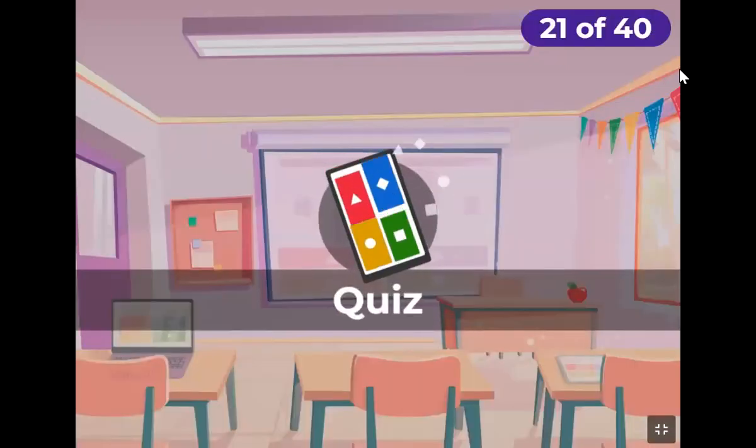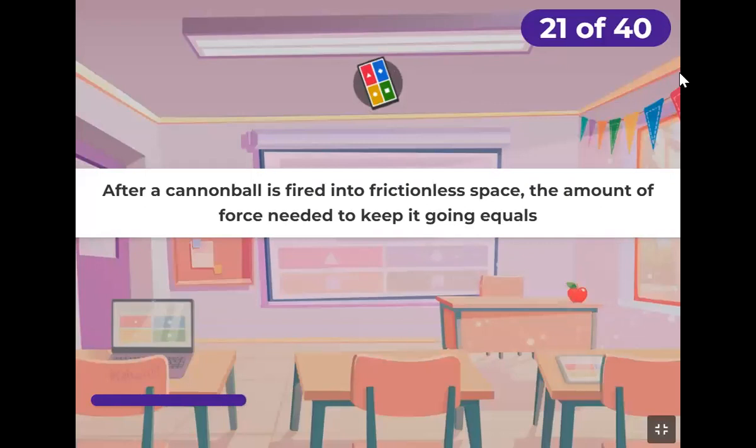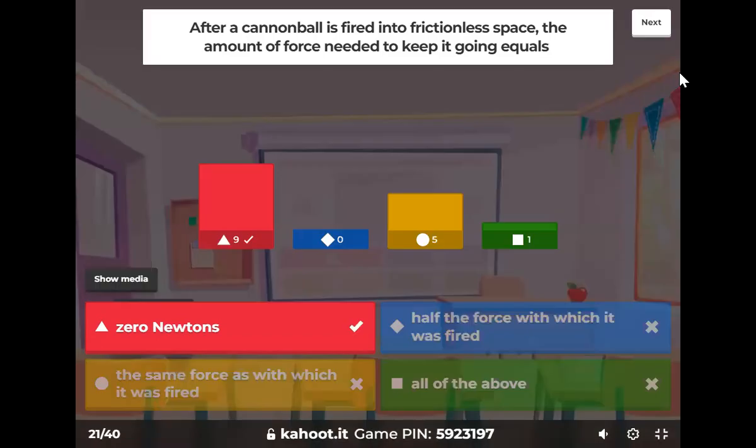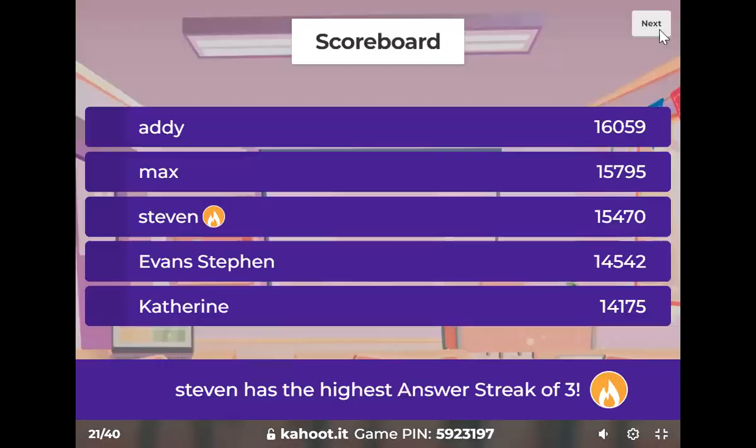All right, Addy, moving to the top. After a cannonball is fired into frictionless space, the amount of force needed to keep it going... Voyager spacecraft. 0 newtons. Like that Voyager spacecraft I was using as an example. That was launched way back in the 1970s. It's still going today, still moving away from Earth. Now, it hasn't been burning rocket fuel for the last 50 years. It's just inertia. It's just going.